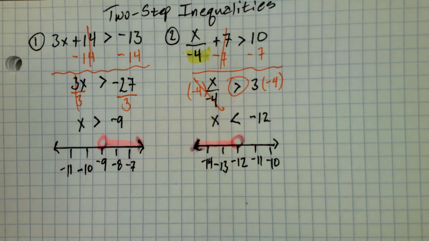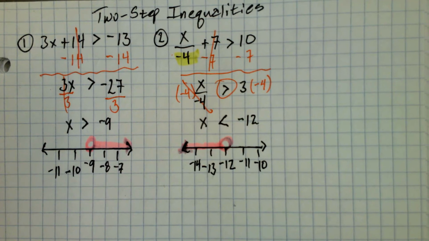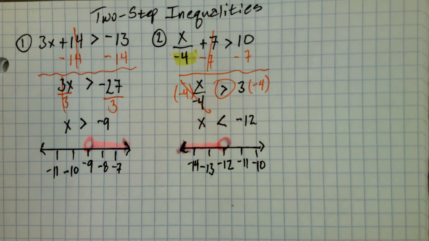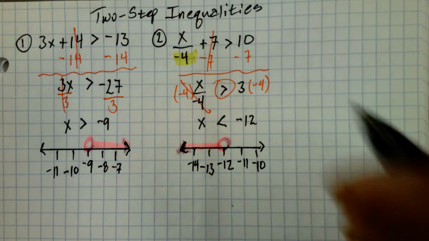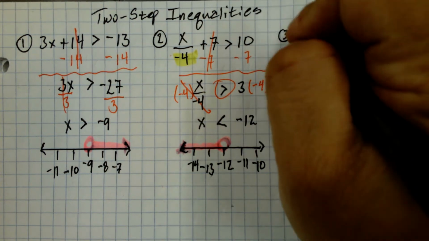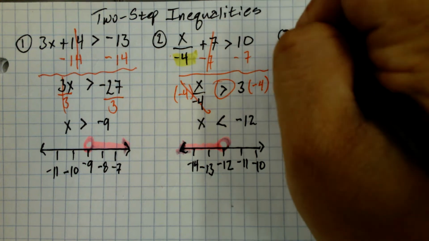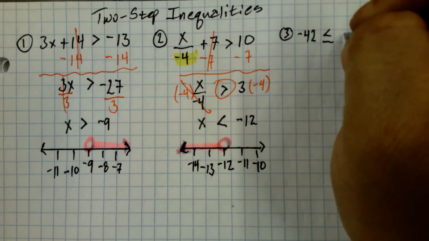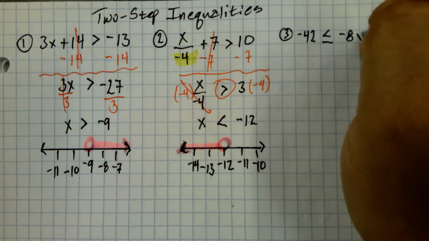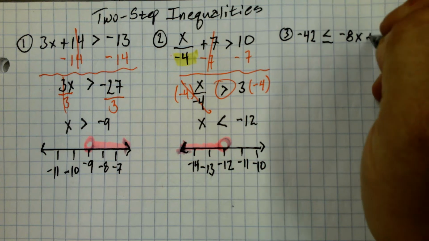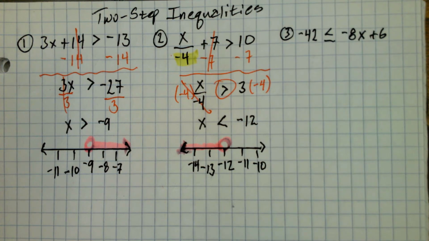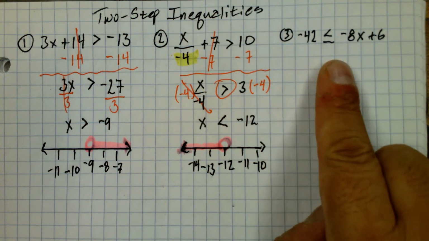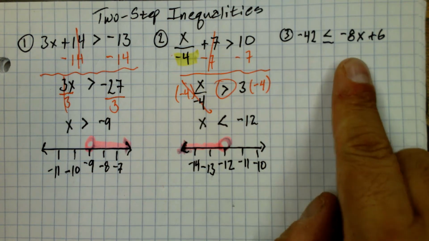Okay. Let's try the third one. Just going to write it down. All right. So this time we have negative 42 is less than or equal to negative 8x plus 6.